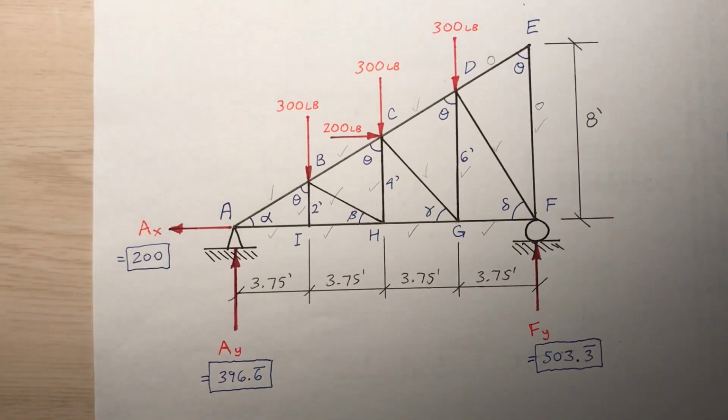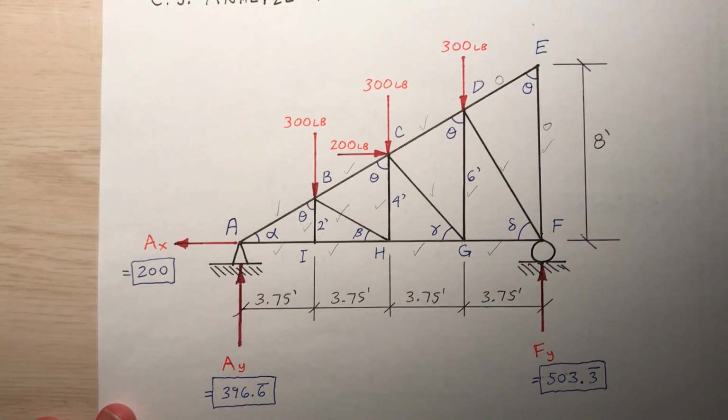So now you could put together a table that summarizes all this. It lists all the bars and the forces in each bar and whether they're in tension or compression.